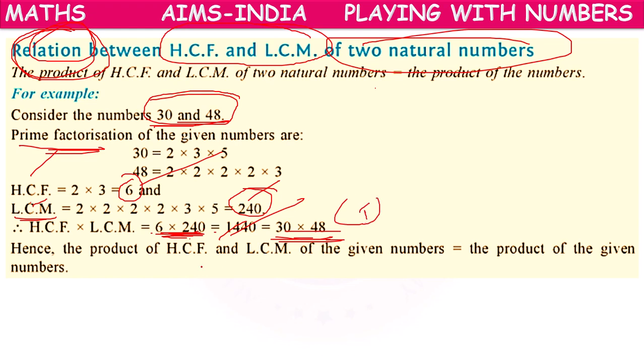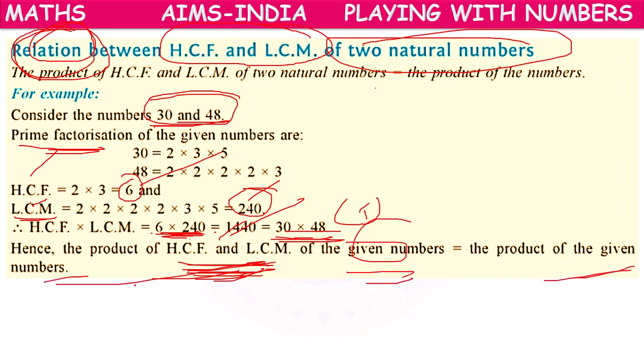So the product of HCF and LCM of the given two numbers is always equal to the product of the given numbers. Like this we can relate the two numbers and their HCF and LCM. Okay.